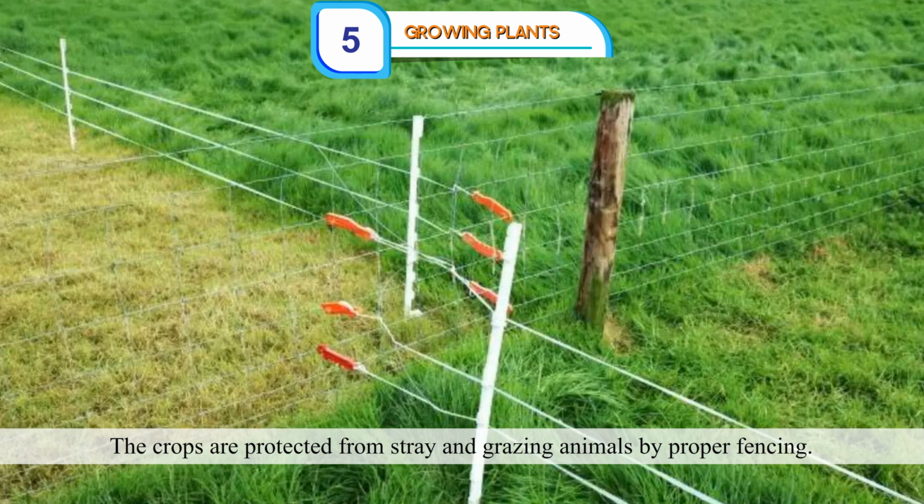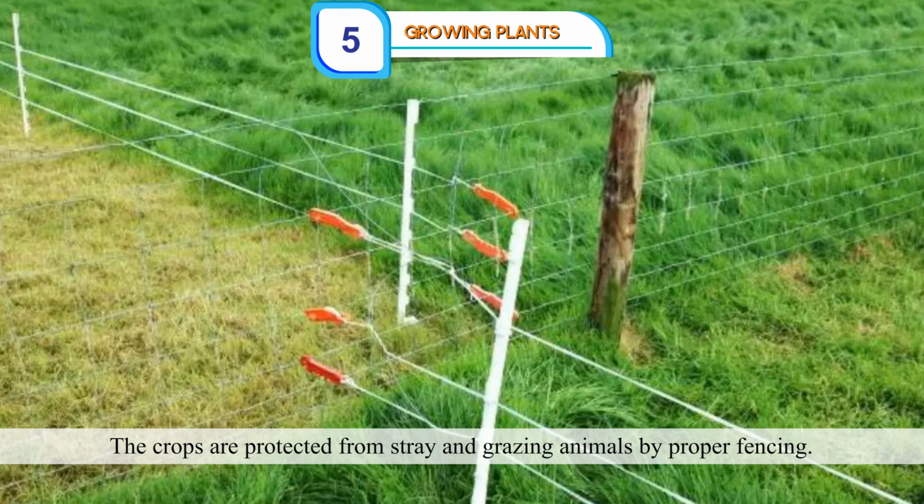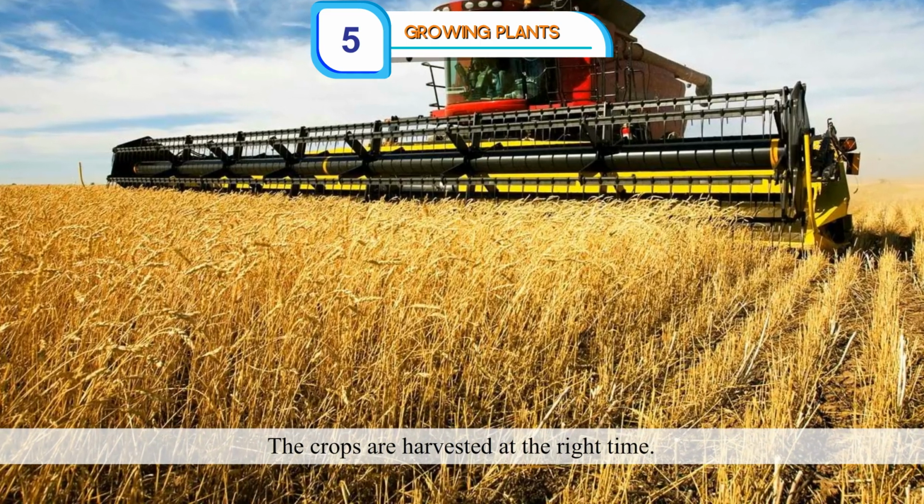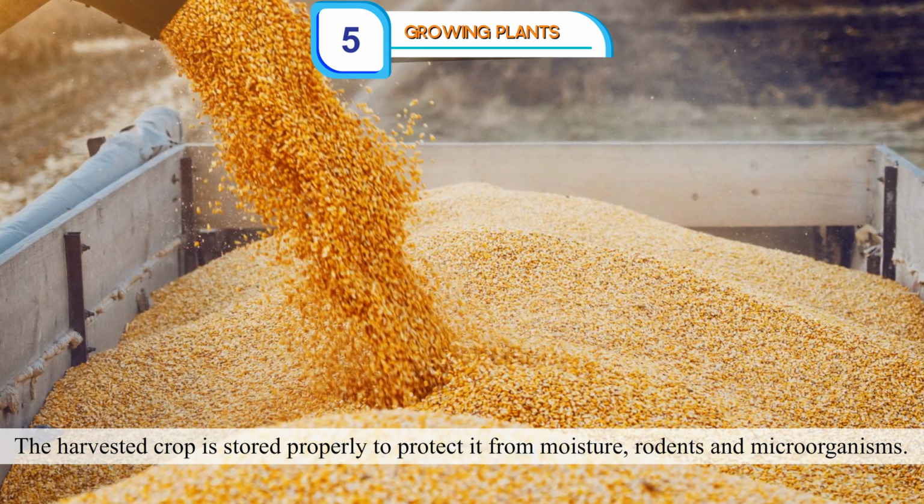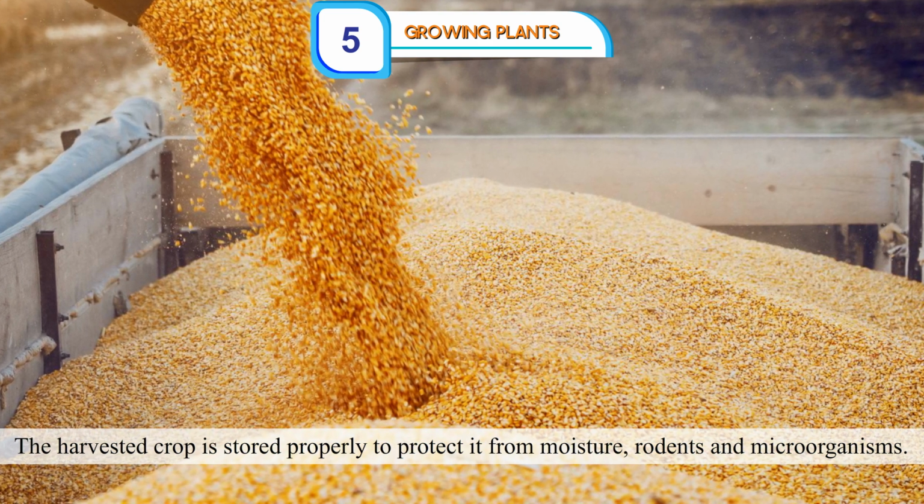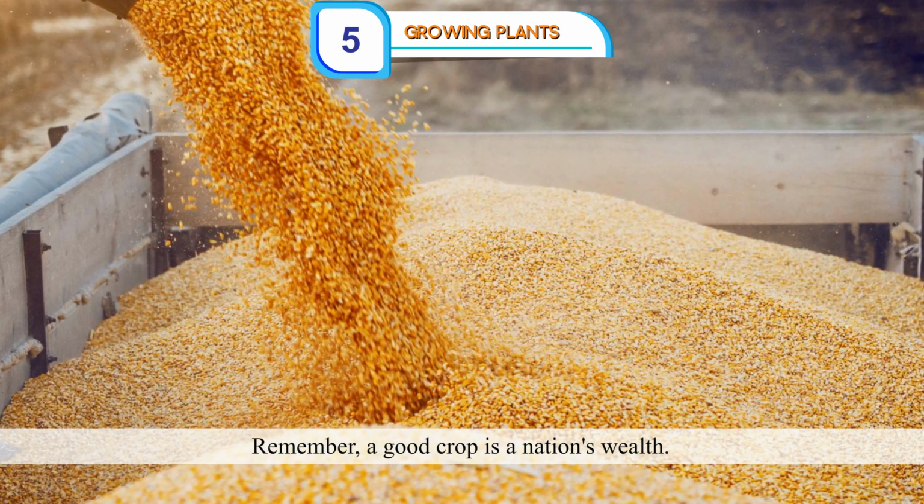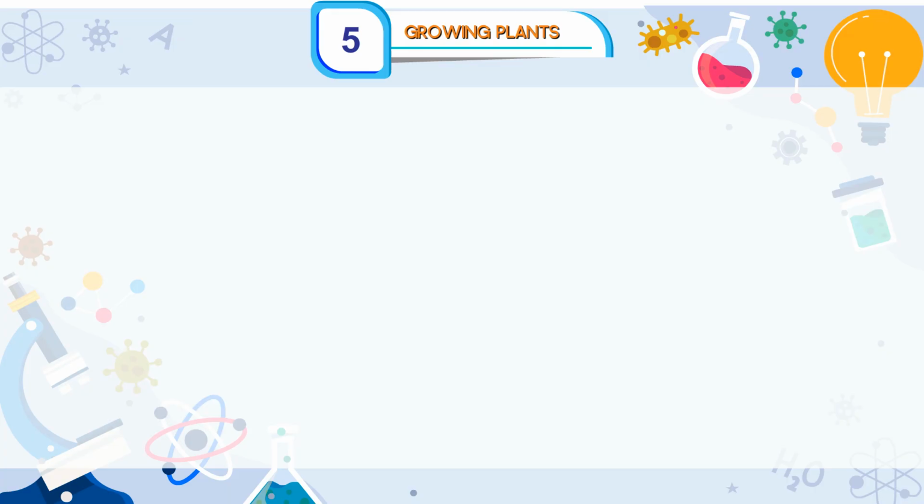The crops are protected from stray and grazing animals by proper fencing. The crops are harvested at the right time. The harvested crop is stored properly to protect it from moisture, rodents, and microorganisms. Remember, a good crop is a nation's wealth.